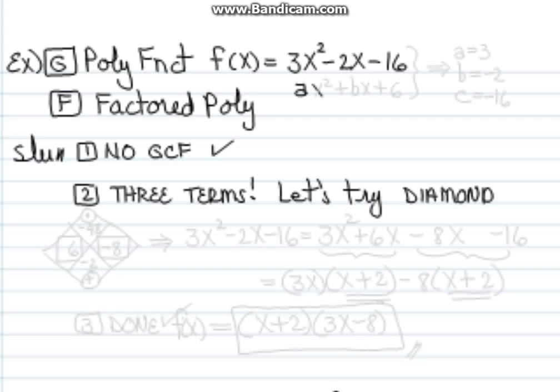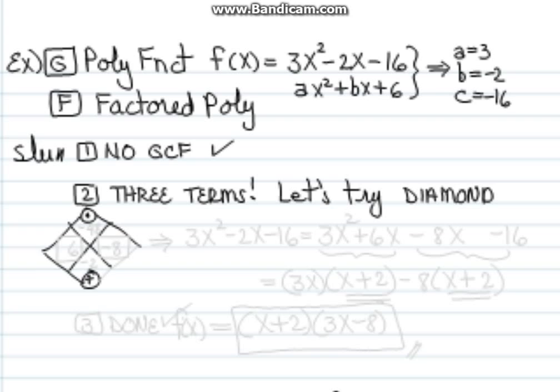So I figure out what ax squared plus bx plus c represents so I can identify a equals 3, b equals negative 2, and c equals negative 16. Now draw the diamond, multiply at the top, add at the bottom. A times c in the top. A times c is negative 48 because it's 3 times negative 16. And then at the bottom is the b value, negative 2.